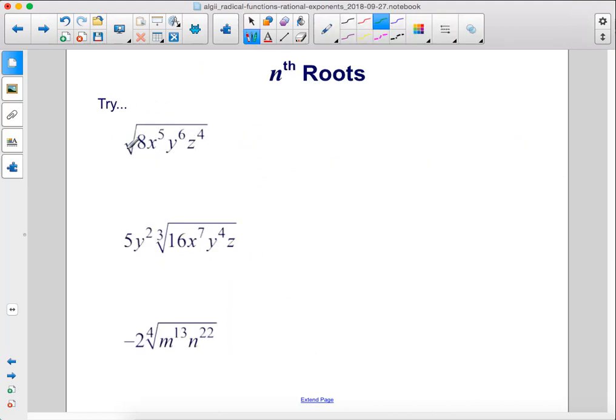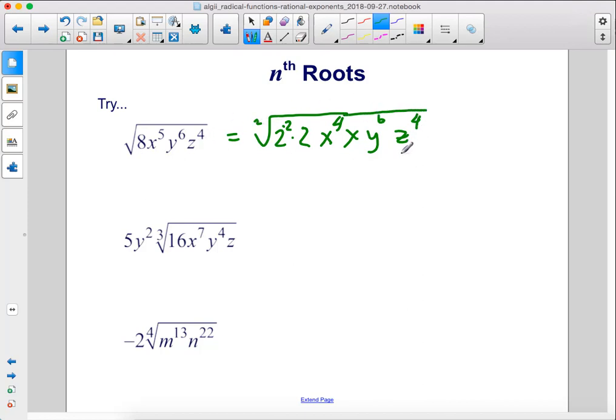All right, so we're going to rewrite this one as the square root of, we'll say 2 squared times 2, which is 8. 2 squared is 4, times 2 is 8. Now x to the 5th we'll write as x to the 4th times x. Remember, our index here is 2. So we're trying to get groups of exponents that are divisible by 2. X to the 5th is not, but x to the 4th is. So then we have this leftover x. We're actually not going to rewrite y to the 6th because 6 is divisible by 2. And we have z to the 4th, which we don't have to rewrite because 4 is also divisible by 2.